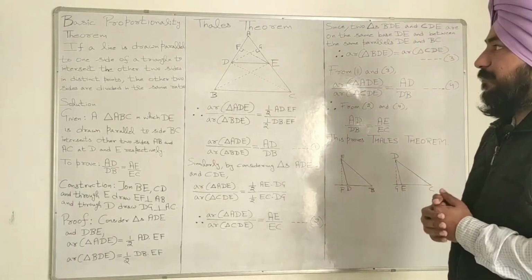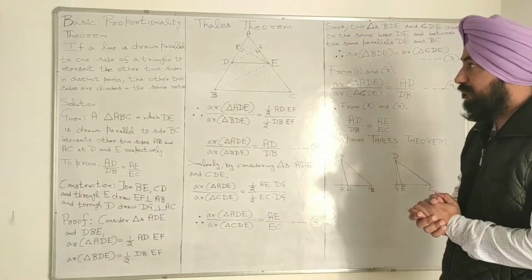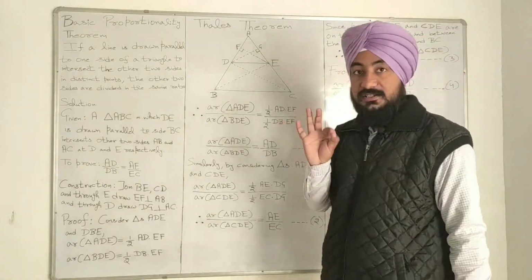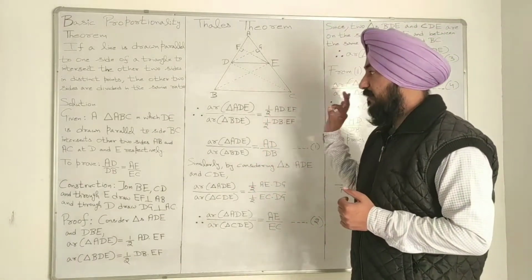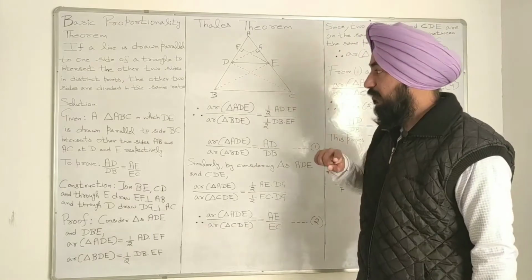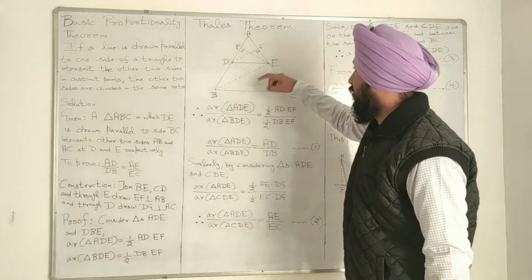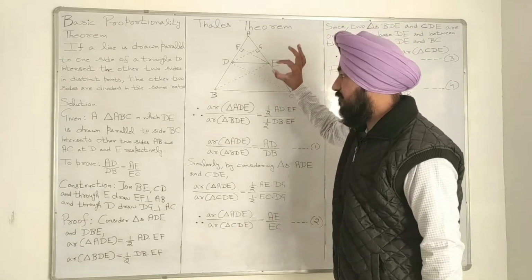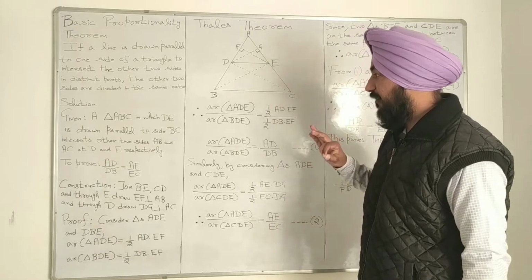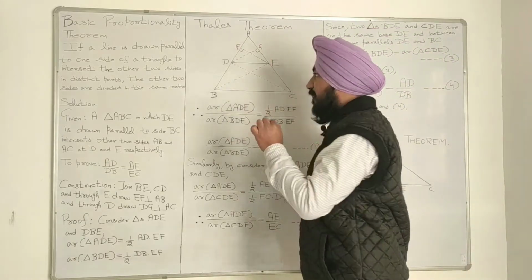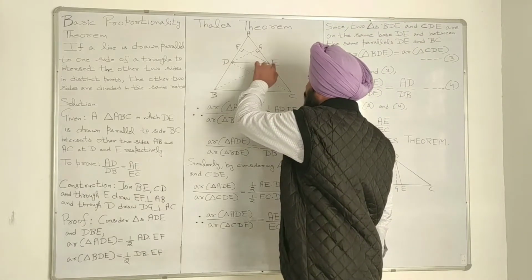If a line is drawn parallel to one side of a triangle to intersect the other two sides in distinct points, the other two sides are divided in the same ratio. So in the solution, given a triangle ABC, in which DE is drawn parallel to side BC, intersects the other two sides AB and AC at points D and E respectively.